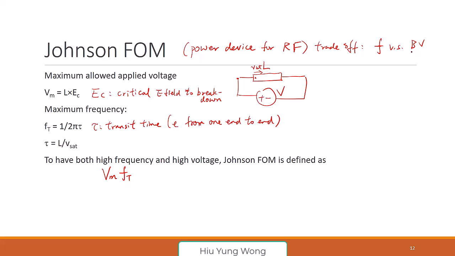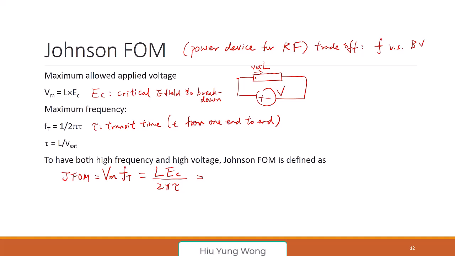So by definition, the Johnson figure of merit is V_M times F_T. But this definition has some meaning, because now if you plug in, V_M is L times EC, right? Maximum voltage is length times the critical electric field. And F_T is 1 over 2 pi tau, right? Now, but our goal is what?